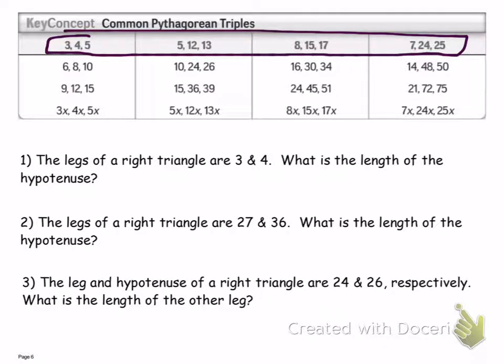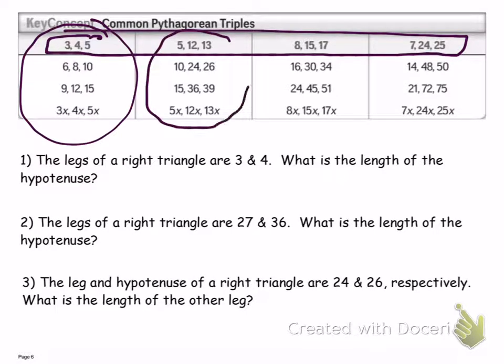So what you'll see in the column underneath the 3, 4, 5 is if I multiplied 3, 4, and 5 by 2, I would have a 6, 8, 10. If I multiplied 3, 4, 5 times 3, I would have a 9, 12, 15. So you kind of get the gist there. If I had a 5, 12, 13 triangle, and I multiplied all those by 2, it would be 10, 24, 26. And so if you just know these, it saves you some time.